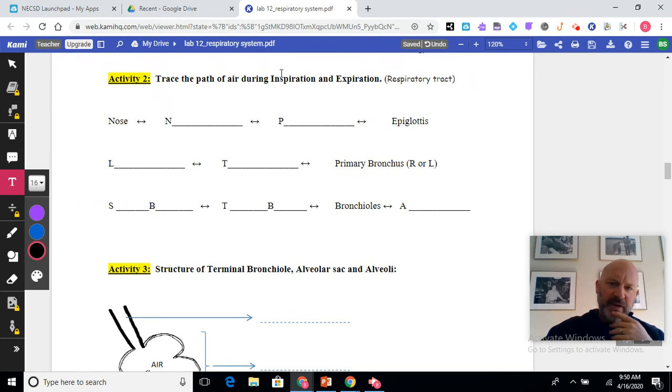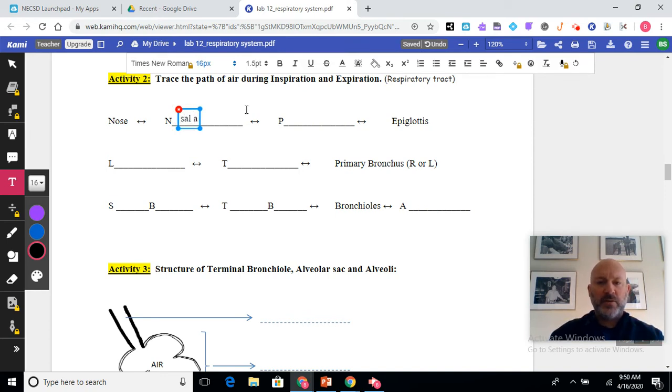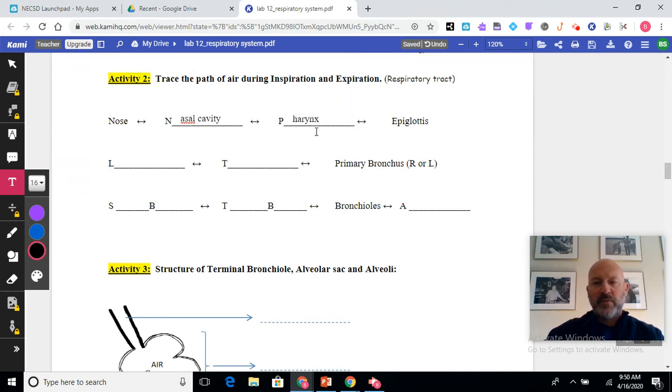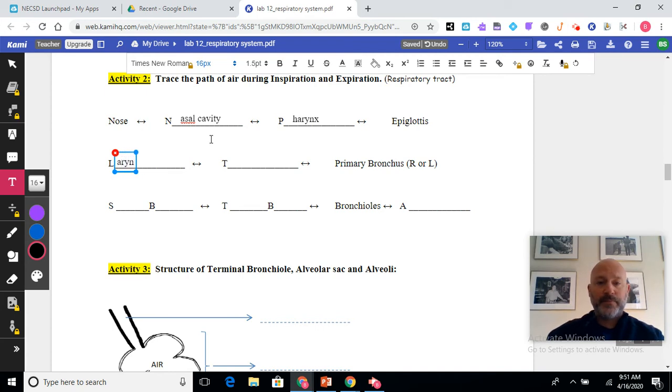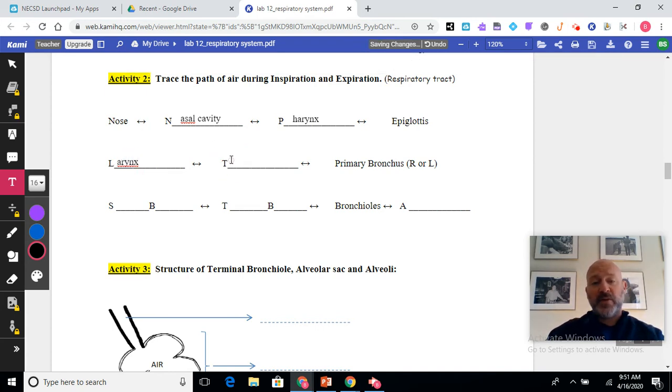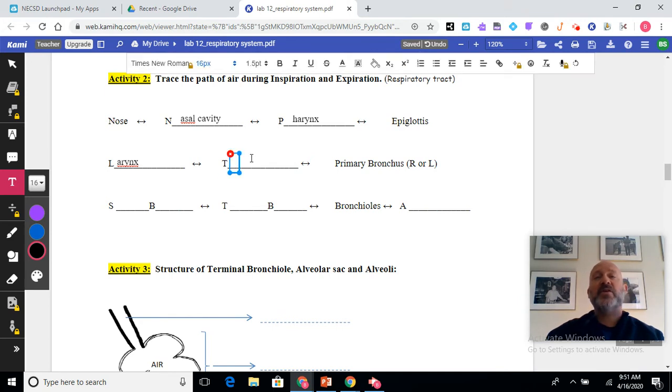All right, so trace the path of air during breathing. So from your nose to the nasal cavity. And then to the pharynx, which is your throat. The pharynx, epiglottis would be open, allowing the air to go into the larynx. Through the larynx, we get to the opening of the trachea, which is actually called the glottis. It goes through the glottis as it enters the trachea.